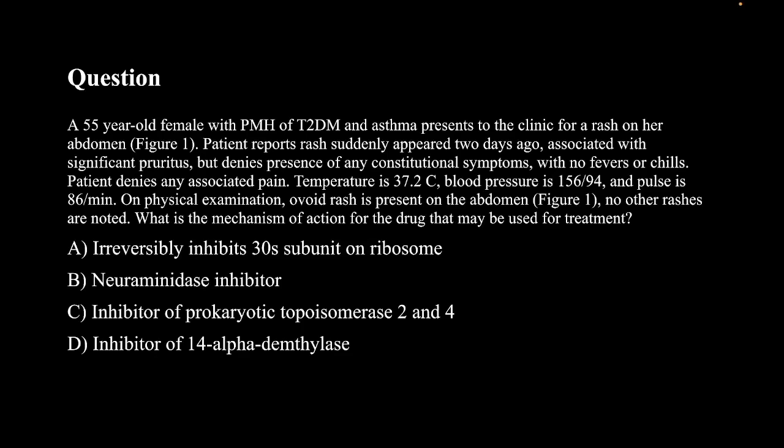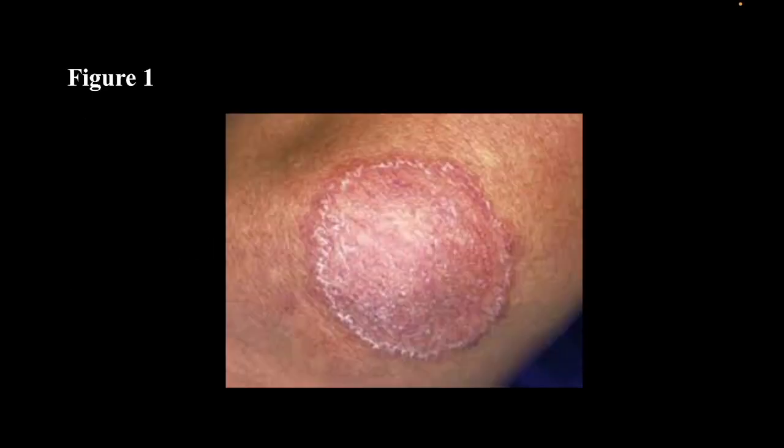Patient reports the rash started suddenly about 2 days ago. It's associated with significant pruritus, but she denies any constitutional symptoms, with no fevers and chills. Patient denies any associated pain with the rash. Otherwise, temperature is 37.2, blood pressure 156/94, and pulse is 86 beats a minute. On physical examination, an ovoid rash is present on her abdomen, figure 1, and here's the rash. Feel free to pause here if you need more time to look at the rash.